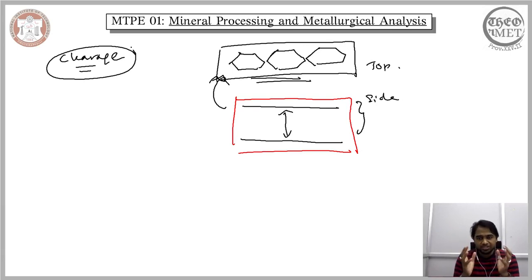The reason why we observe cleavage is because along a particular direction, or between particular layers of arrangements of the entities, we have weak bonding.